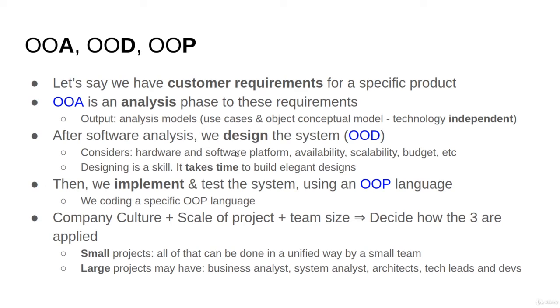Then there is something called object-oriented design, and this is where in reality we start to take care of a lot of important issues, like what kind of hardware and software we have. There's something called the availability of the system. When you are using Facebook, you find it available all the time, right? Then the scalability. Facebook, for example, and Google, they handle millions or billions of users. To what degree is your software going to be scalable? What kind of budget is our target? Designing software is an important skill that takes time to learn, to design good systems.